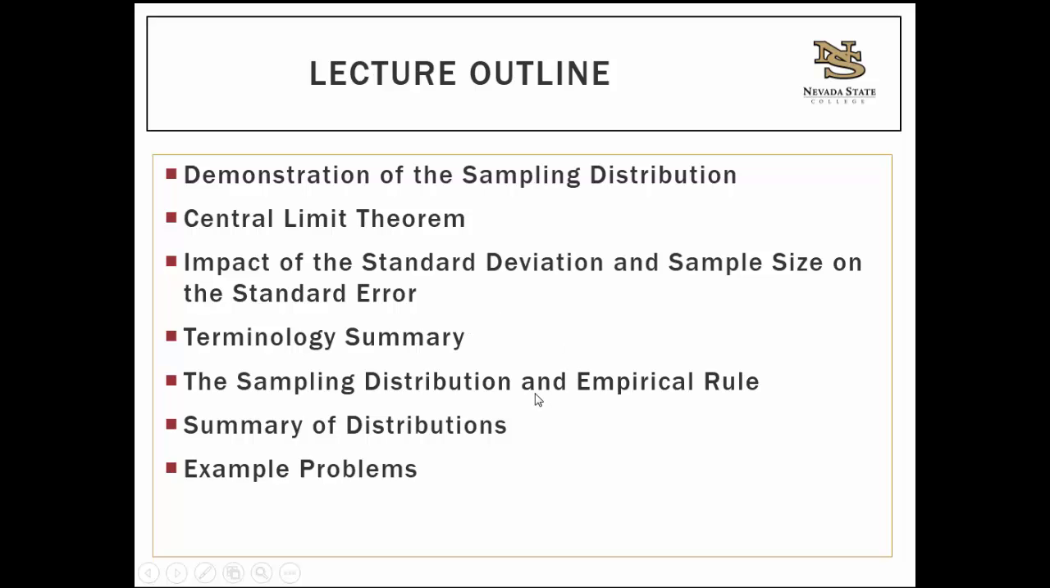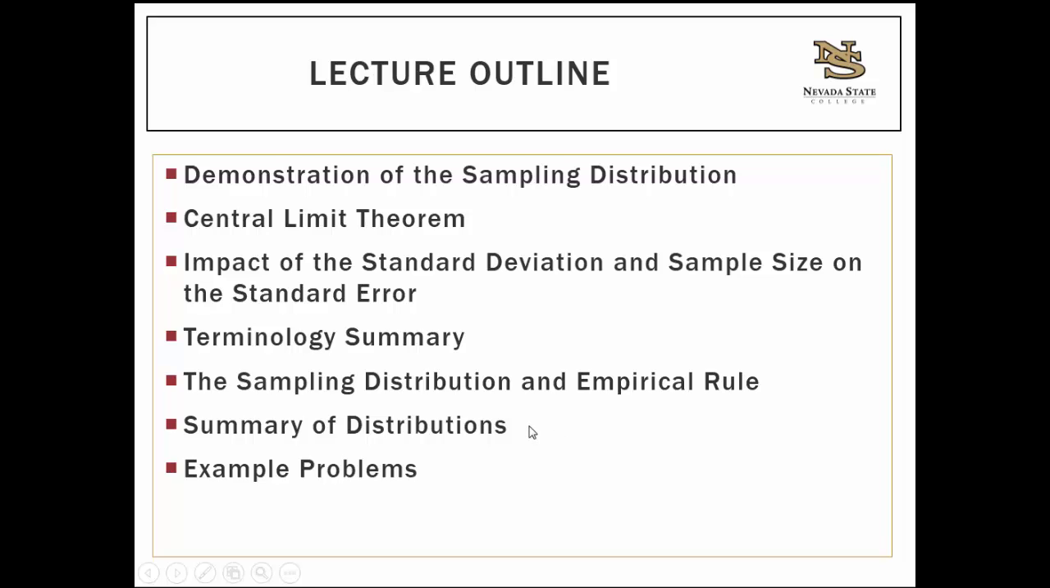Then I'll get into how the sampling distribution and the empirical rule are related. Remember, you saw the empirical rule before when it looked at specific proportions associated with values in the data set in the normal distribution based on the mean and the standard deviation. Well, now the empirical rule is going to be based on the population mean and the standard error.